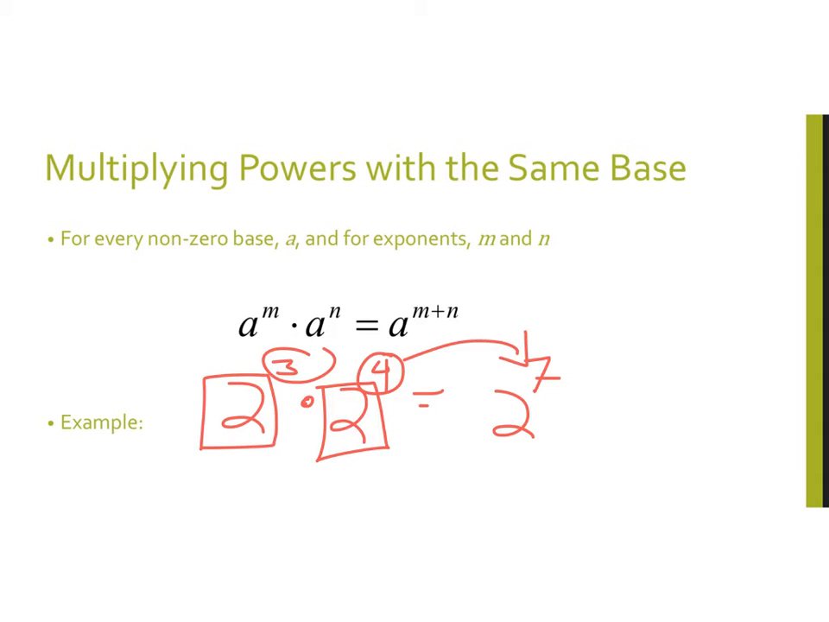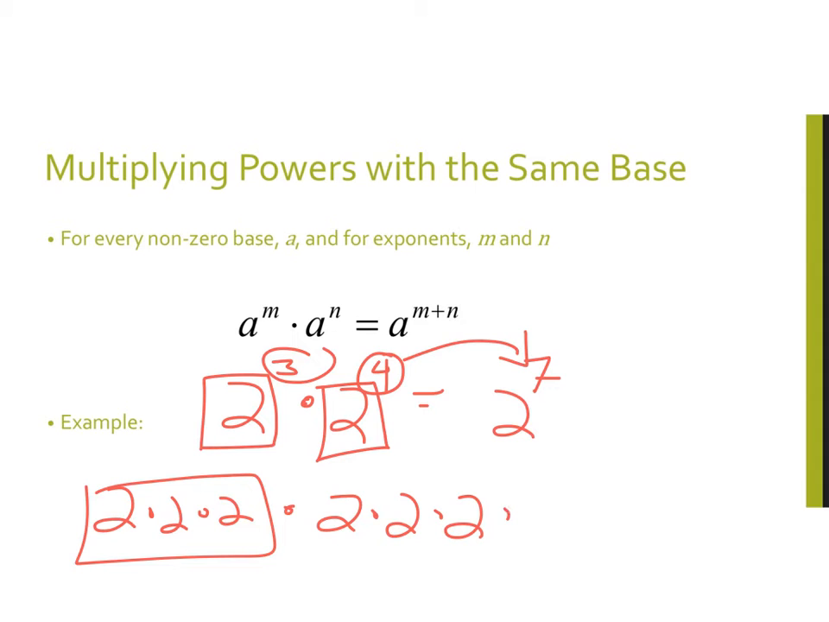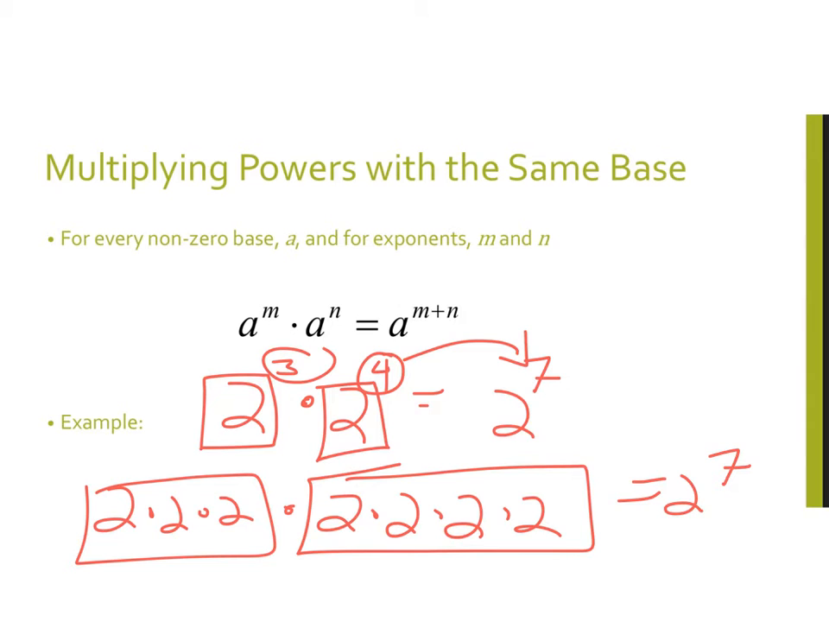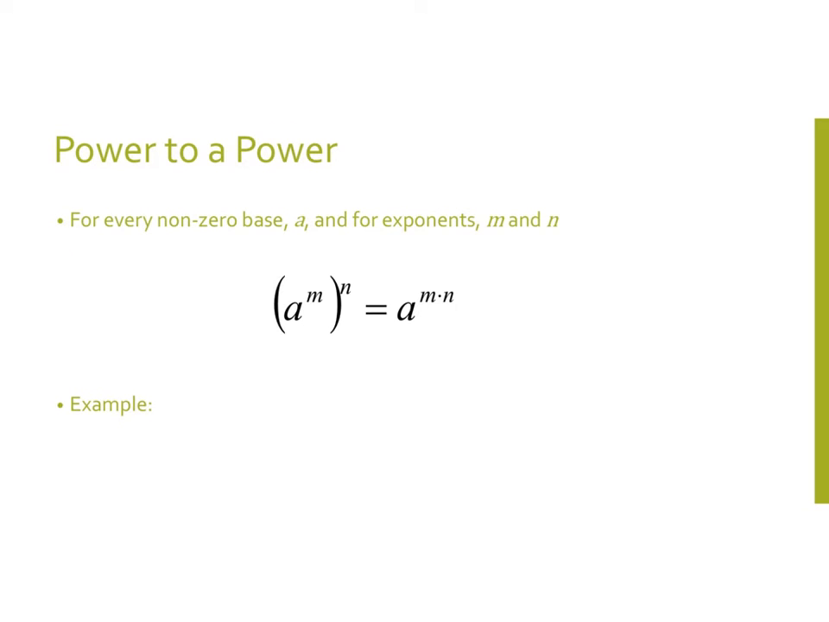Now let me show you why that works. Technically, it's the same as having 2 times 2 times 2. That's this part, the 2 to the third. Times 2 times 2 times 2 times 2. That's the 2 to the fourth right here. If you count them up, 1, 2, 3, 4, 5, 6, 7, well, it just makes 2 to the seventh. But again, the rule is kind of a nice shortcut for it. I'd recommend knowing this.